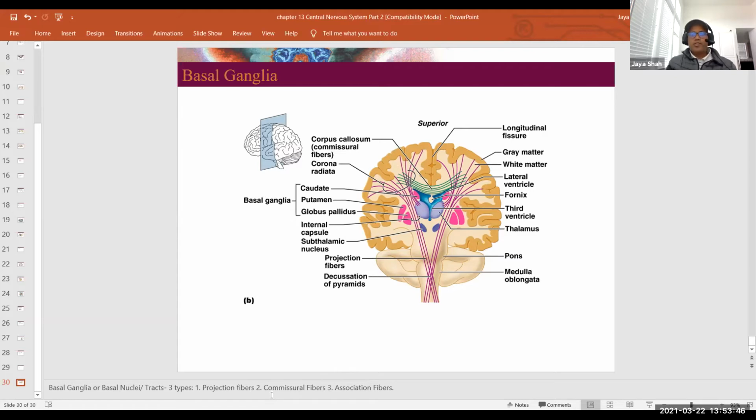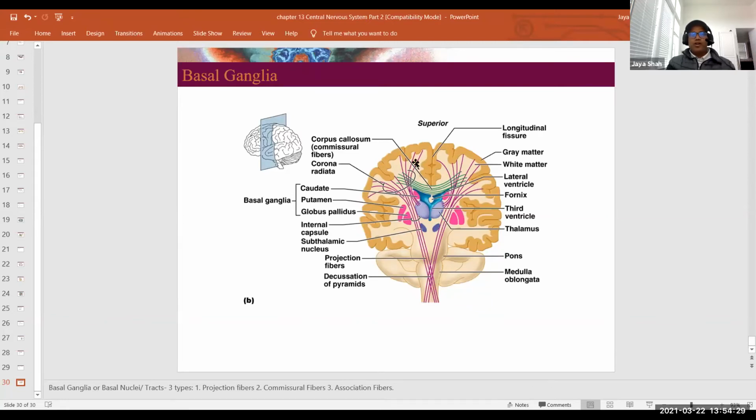Another is commissural fibers. Commissural fibers connect one hemisphere of the brain to the other hemisphere of the brain. So if I have a right and left hemisphere, they are connected to each other by bundles of nerve fibers. And those fibers are called commissural fibers. The best example of commissural fibers is the corpus callosum. There are billions of neurons connecting the right hemisphere to the left hemisphere. Then there are association fibers.